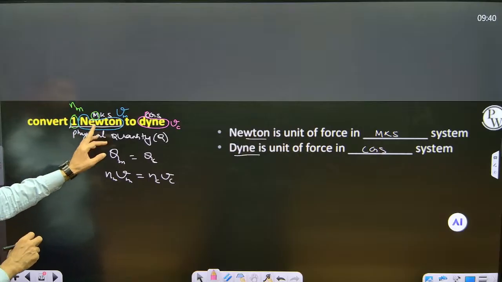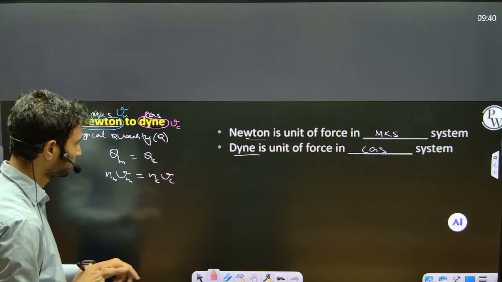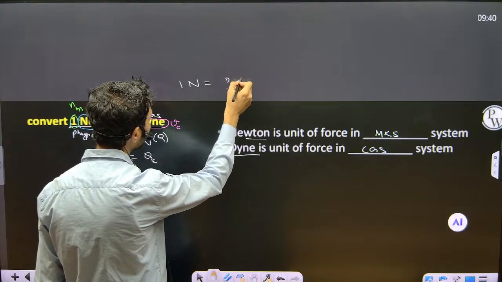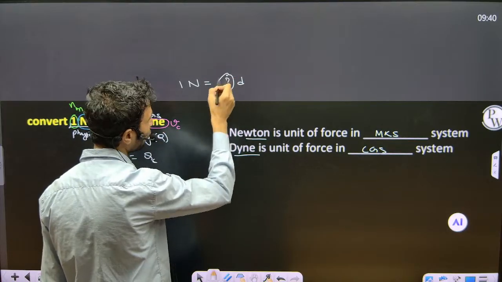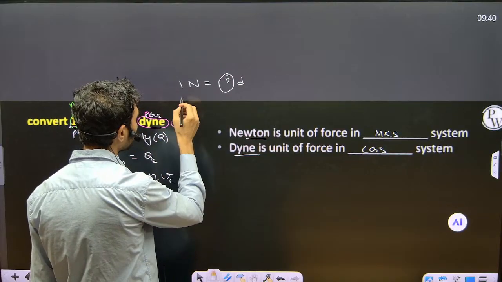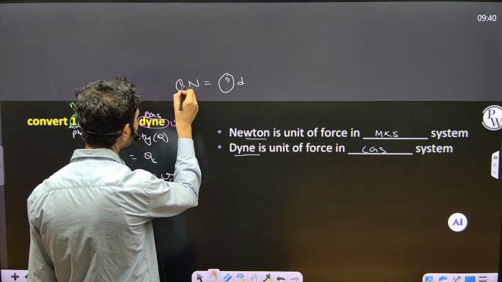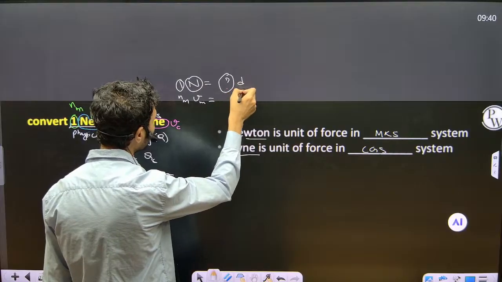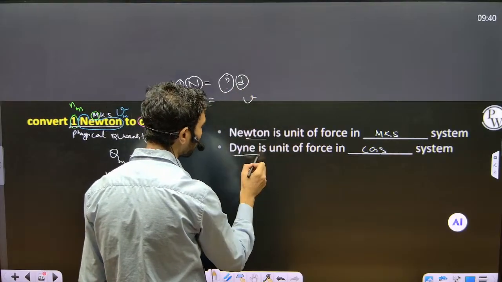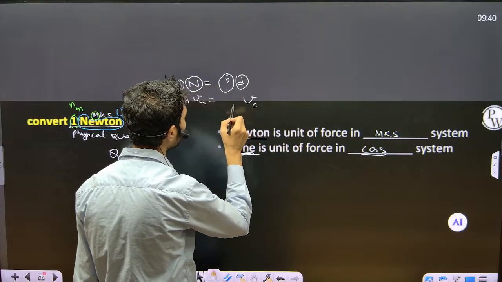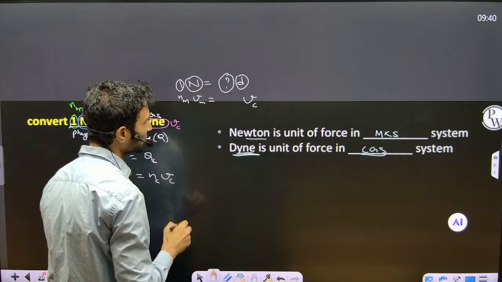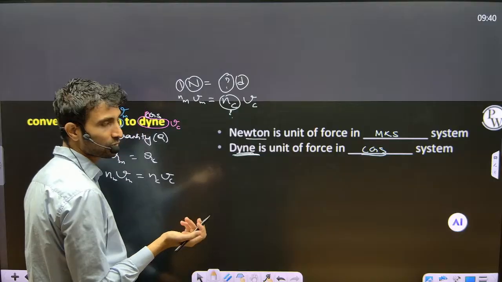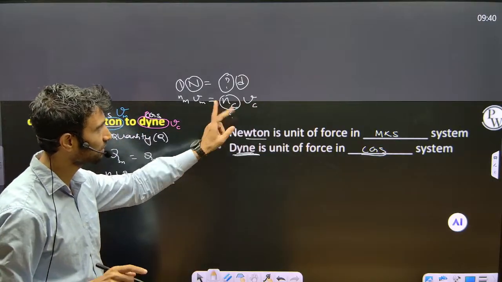And I have to convert 1 Newton into dyne. So 1 Newton is equal to how many dynes? Do I know that? No, I don't know how many dynes, right? So this is nothing but the number written in MKS. This is nothing but the unit written in MKS. And this is nothing but the unit written in which system? Dyne is a unit written in CGS. Now I don't know this value, question mark, which is the number written in CGS. And that's what I have to find out. Understood?